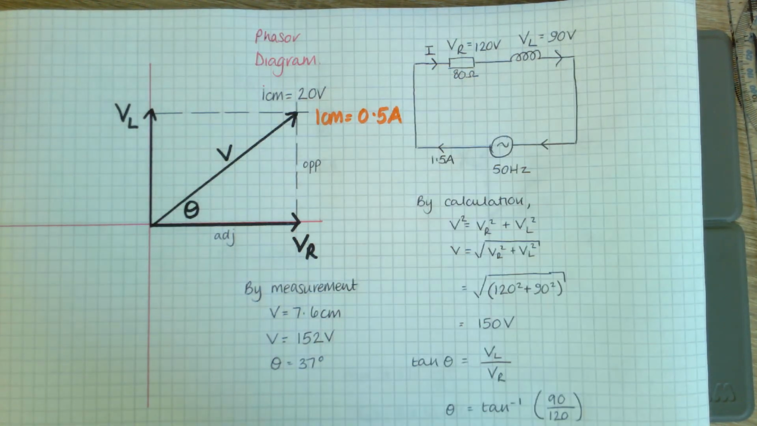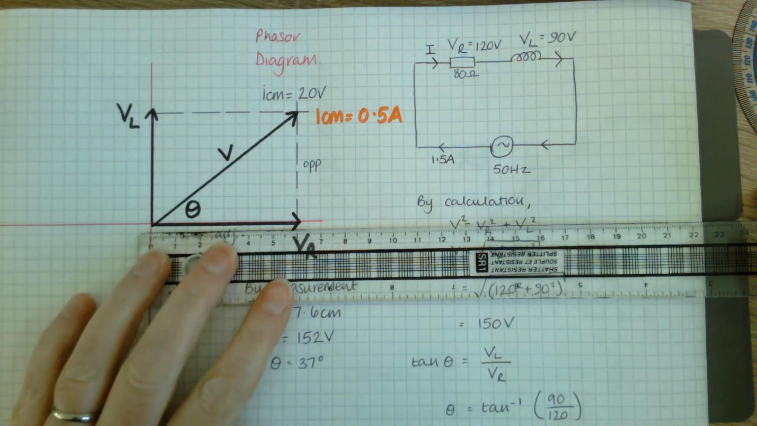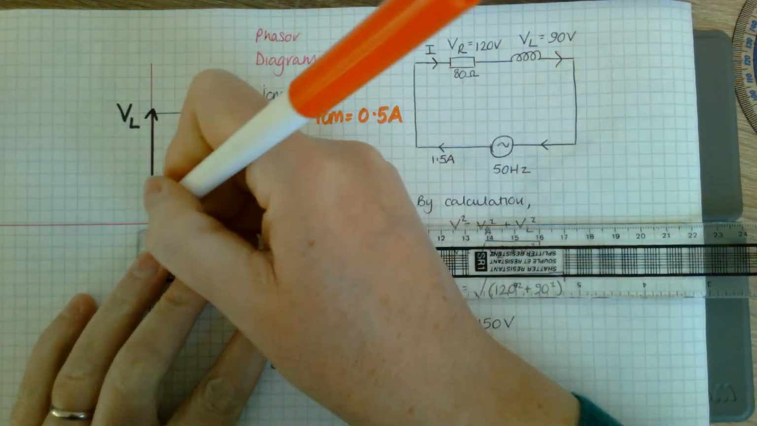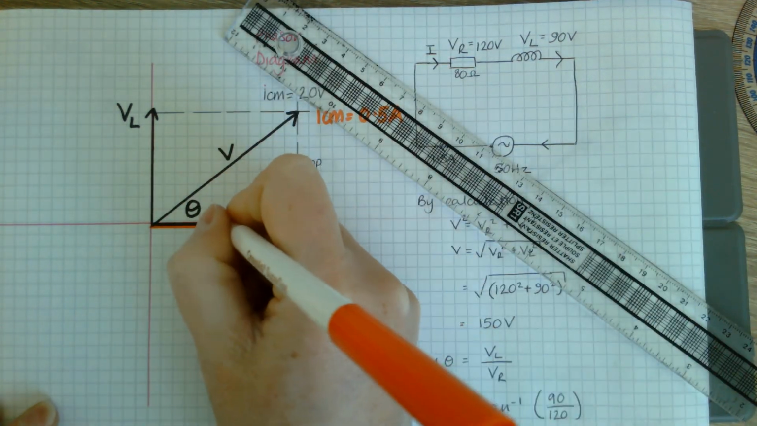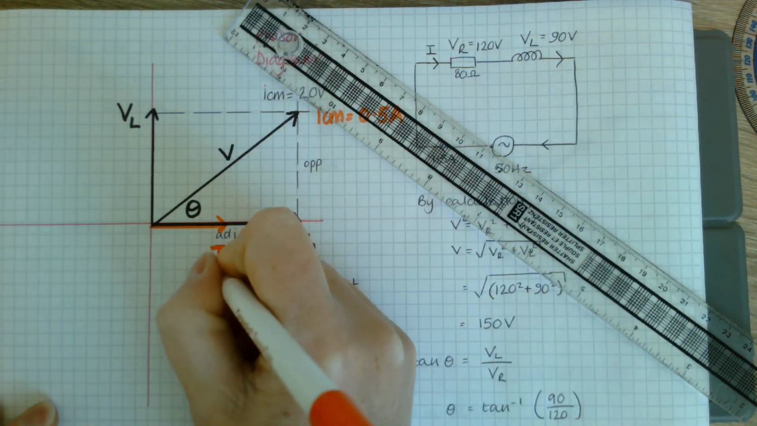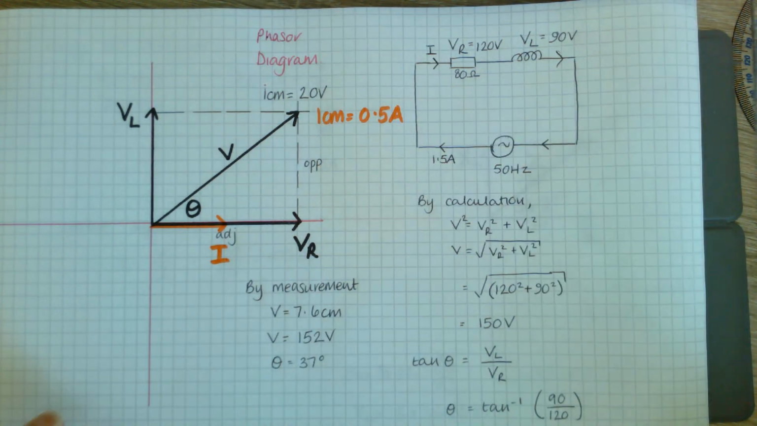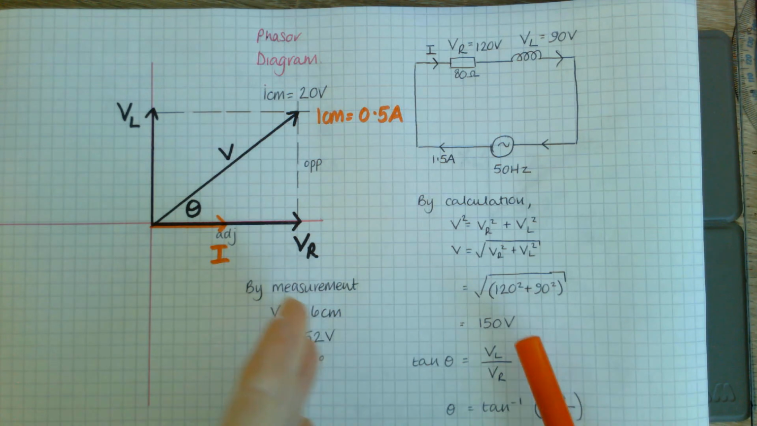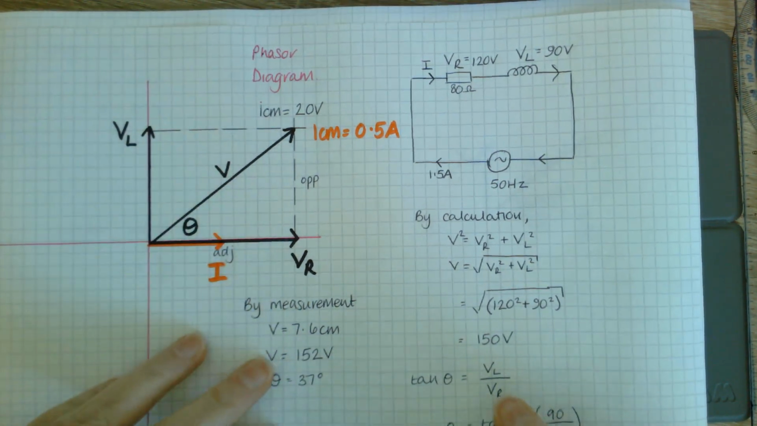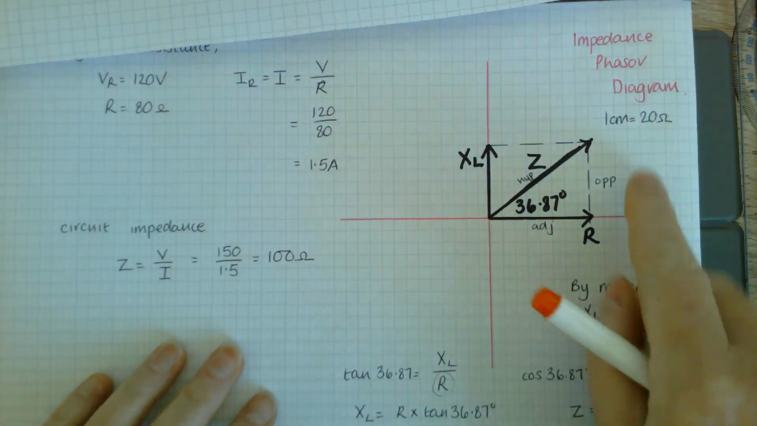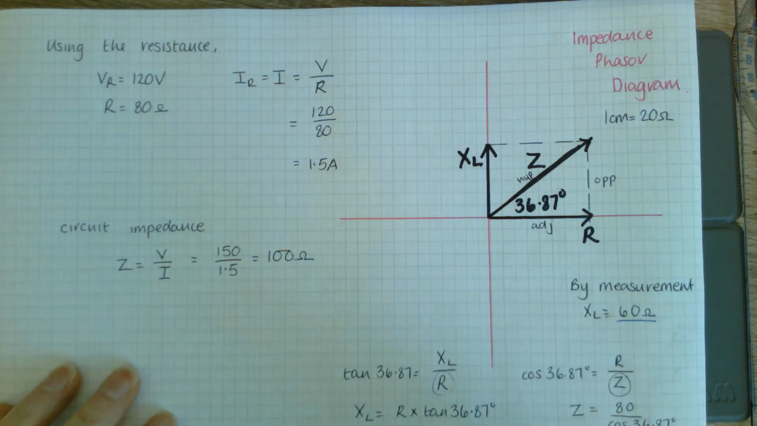I'll make it 1 centimetre equals half an amp. So it'll be 3 centimetres long. And that would be my I. So now every calculation has a diagram that proves it. That's your phasor diagram, your impedance phasor diagram, and all your calculations to back that up.